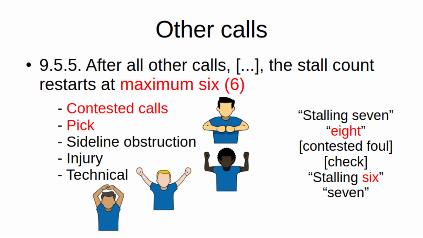So if the stall was 7, and there is a major contact between the thrower and the mark, and then the thrower calls a foul, but the defense contests it, well, it doesn't go all the way back to stalling 1, nor does it continue at stalling 8. You do a maximum of 6, so you would restart at stalling 6.